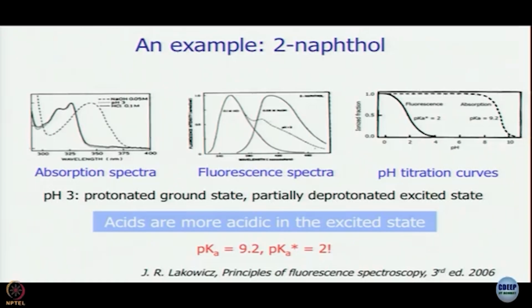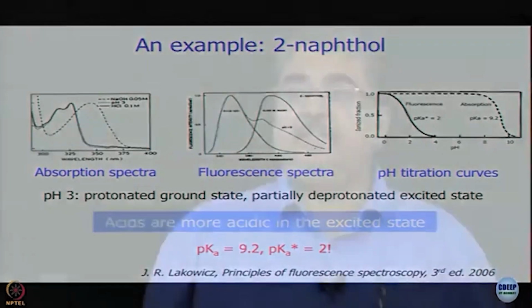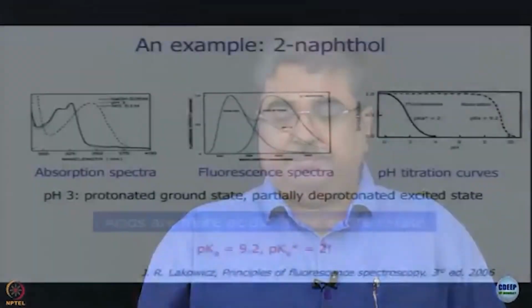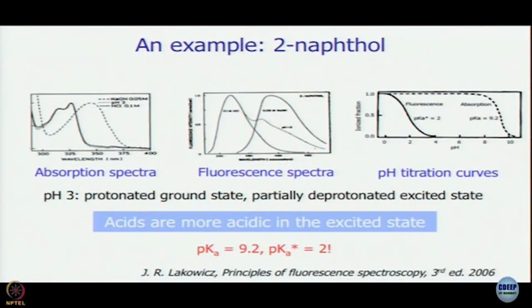it is going to remain in the protonated state, but if you excite it with light of appropriate wavelength, then you can actually release the proton, making beta naphthol a photoacid. So, this has several applications.